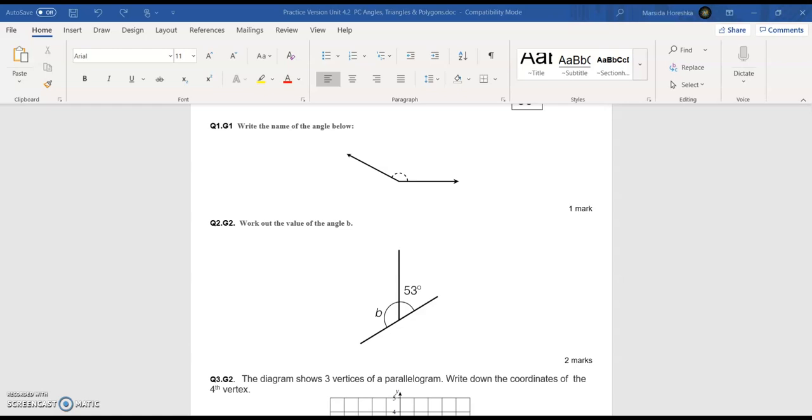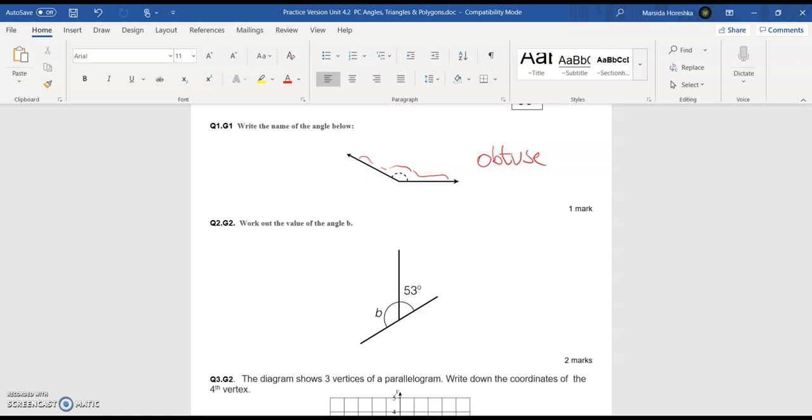So we have this angle, which I try and imagine to be a beach chair, and somebody who is obese is lying in this chair, and there is their big tummy. So this is similar to obese, we call it obtuse. This is an obtuse angle.